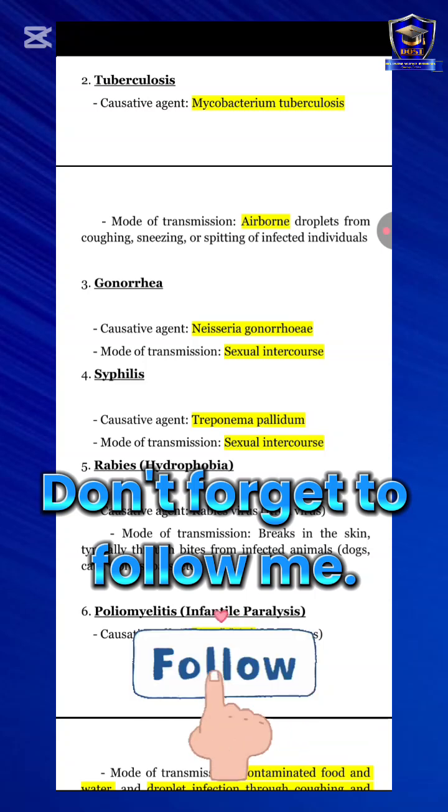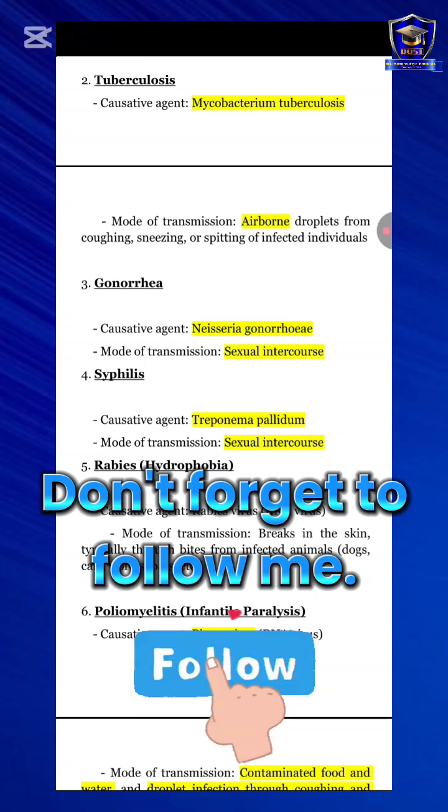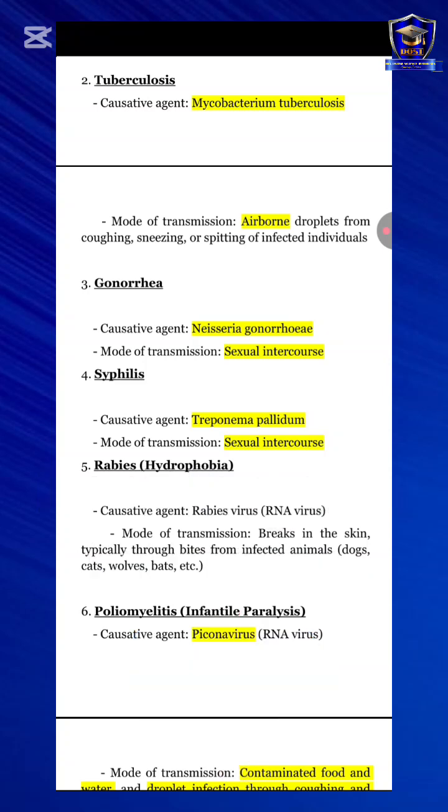And third on the list, we have gonorrhea. Gonorrhea, the causative agent is called Neisseria gonorrhoeae. Okay, the mode of transmission is actually through sexual intercourse. The same goes for syphilis. Syphilis is transmitted through sexual intercourse, and the causative agent is Treponema pallidum.